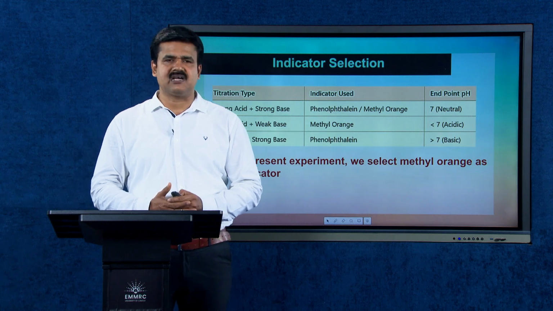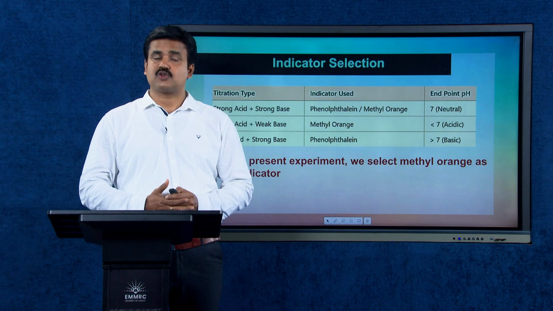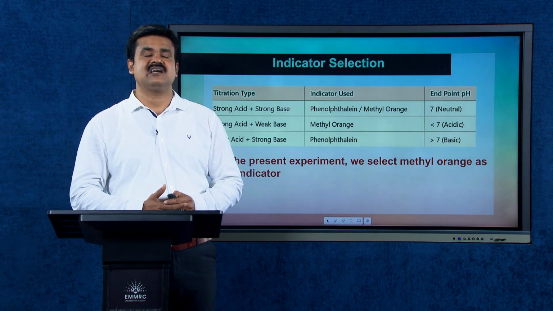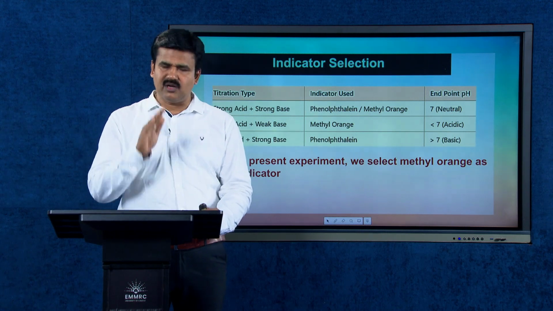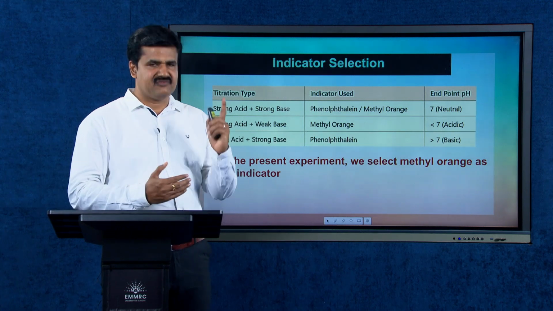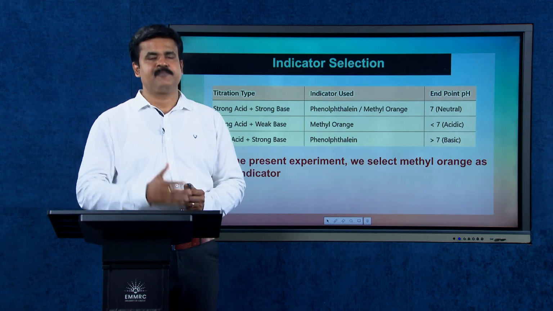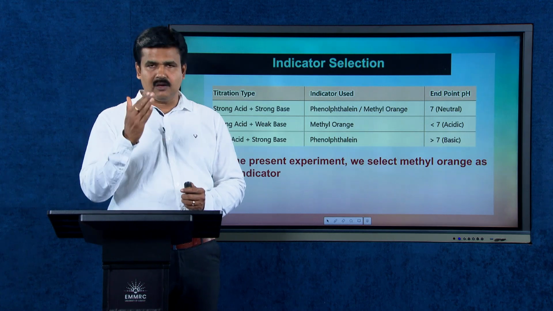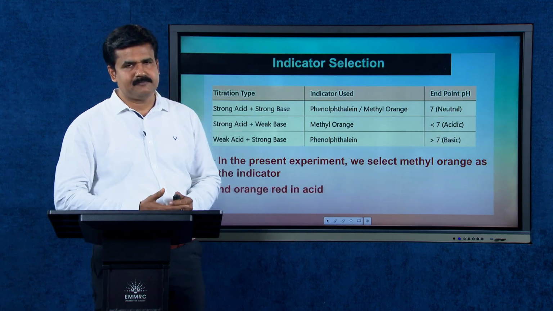Thus from the chart it is clear that for the present experiment, that is a strong acid against weak base titration, we select methyl orange as the indicator. So in the present experiment, the volumetric analysis between strong acid and weak base, we select methyl orange as the indicator. You have to remember the fact that the color change is from yellow to orange red or yellow to red. Methyl orange is yellow in basic medium, whereas it is red in acid medium.